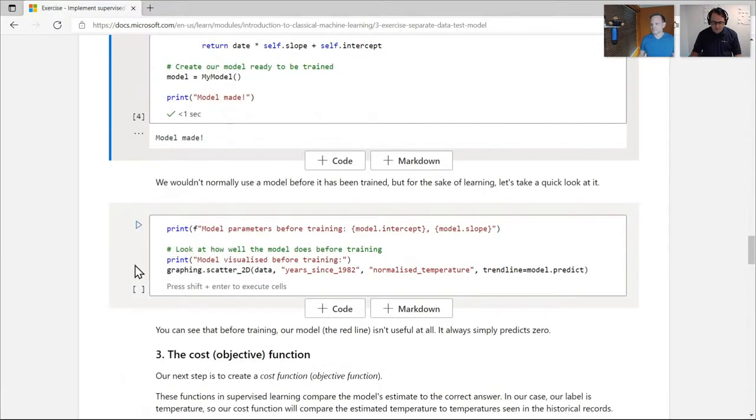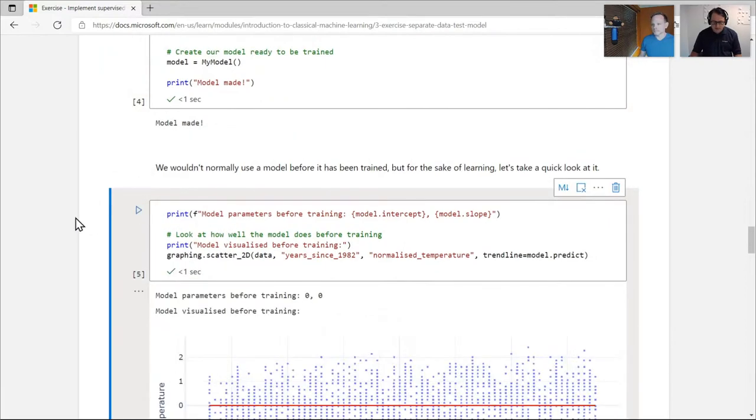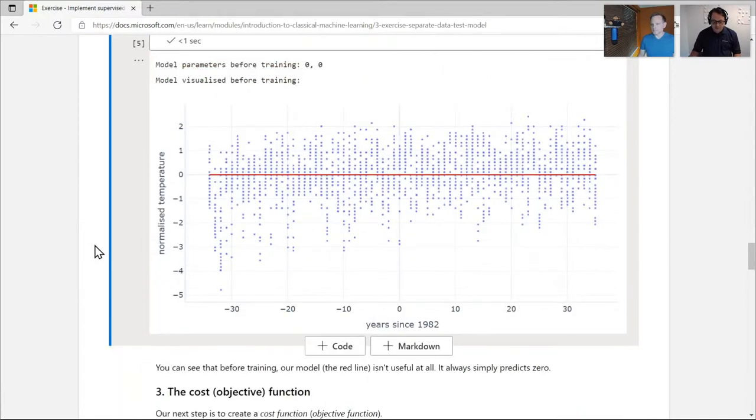The next step here is we're going to display the data again. It's going to show the trend line this time, but you can see the trend line is just a flat line at zero. The reason for that is that we haven't trained the model yet. Once we train the model, we should be able to determine what the slope is going to be and what the intercept is going to be over time. So that's our model value currently.